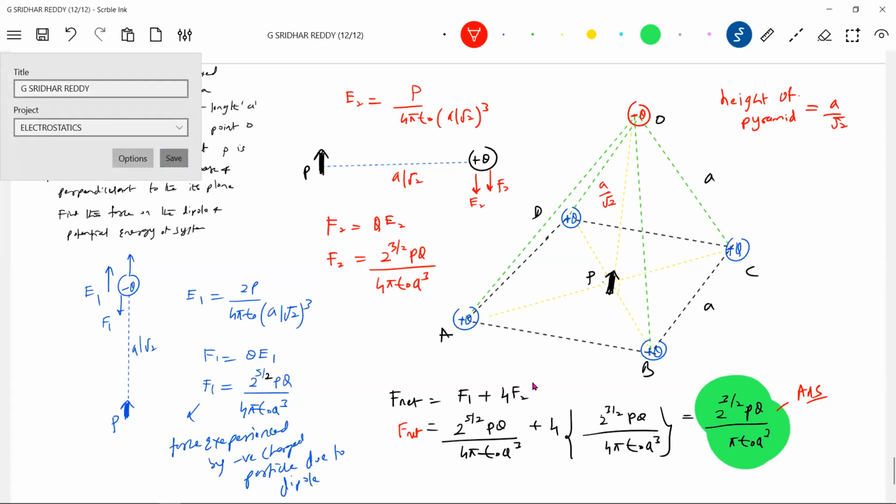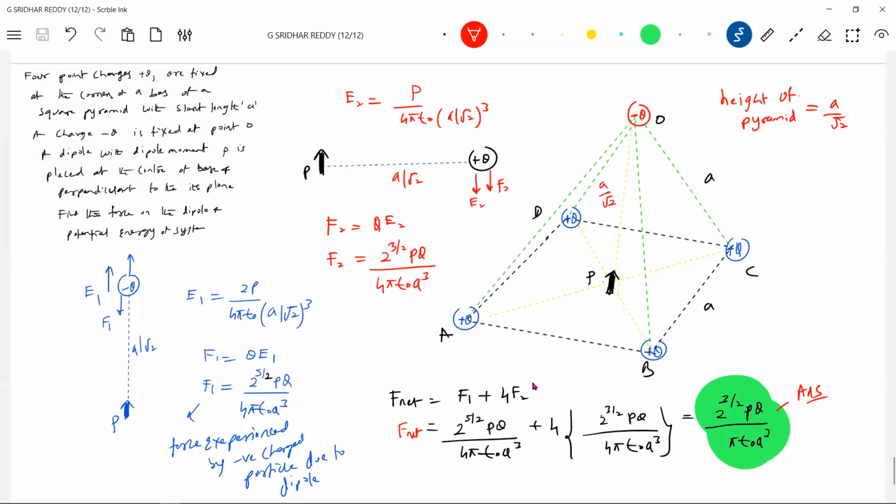Sir, it should be 2 to the power 3/2 into 6 pq by pi epsilon naught a cube, sir. 6 pq, why, sir? It is 5/2, it is 3/2. That 4 is also there, no, sir. 4 plus 2, 6, no, sir. Okay, this 4 is there. So this 4 will become 2 square, no? Oh, 2 square, it will be. Okay, I think not 1, it is a 2 square.